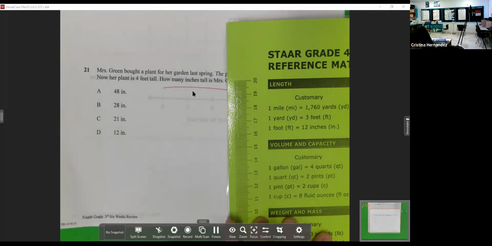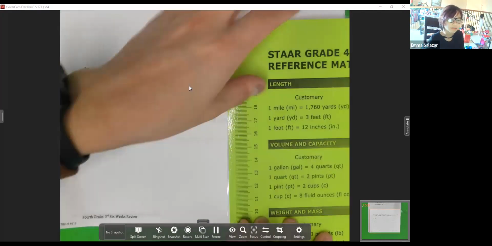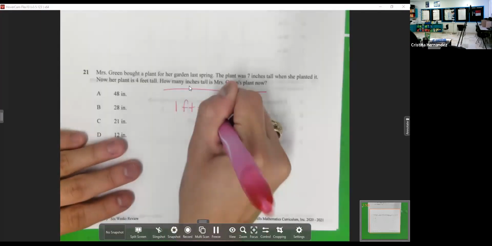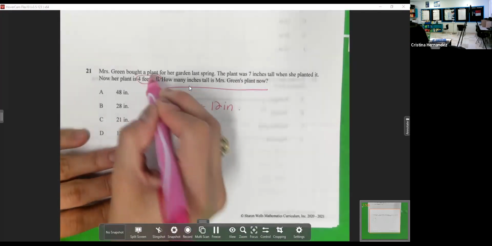Emma, you're muted if you're trying to talk. Look at my chart. How many inches are in a foot? Come on. Is it 12? Yeah, 12. So 1 foot equals 12 inches.